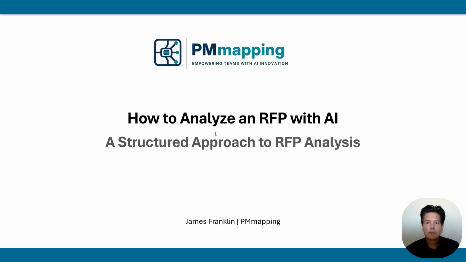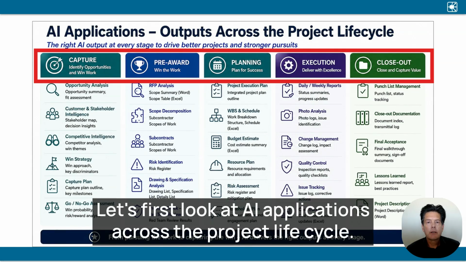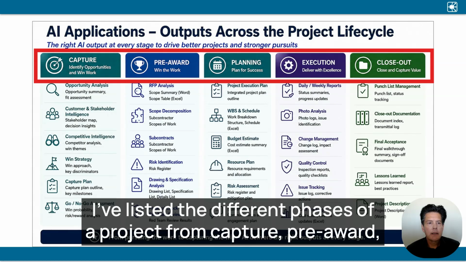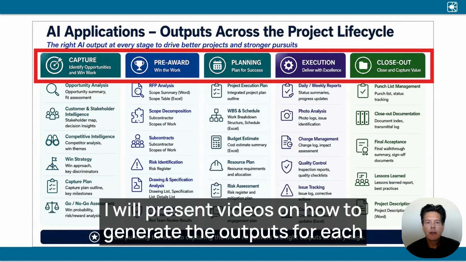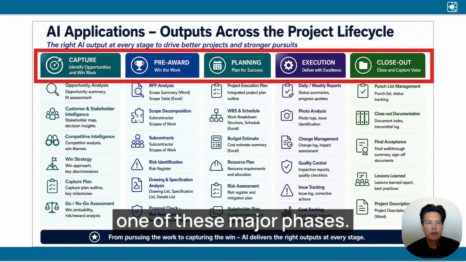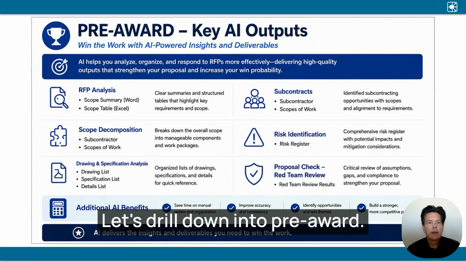Let's get started. Let's first look at AI applications across the project lifecycle. I've listed the different phases of a project, from capture, pre-award, planning, execution, and closeout. I will present videos on how to generate the outputs for each one of these major phases. Let's drill down into pre-award.